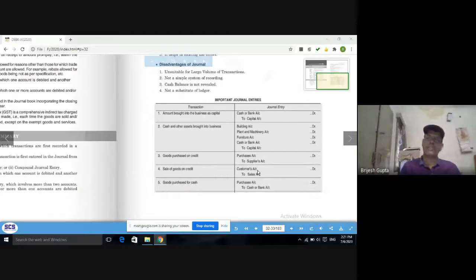If the goods are purchased on credit, then the supplier's account will be credited, the party from whom you bought the goods, his account will be credited. And if goods are purchased on cash, in that case the cash or bank account will be credited. So these two options are there. The purchase account will be debited in both cases, either cash purchase or credit purchase. But in case of credit purchase, the supplier's account will be credited, and in case of cash purchase, the cash account will be credited. Okay, is it clear?